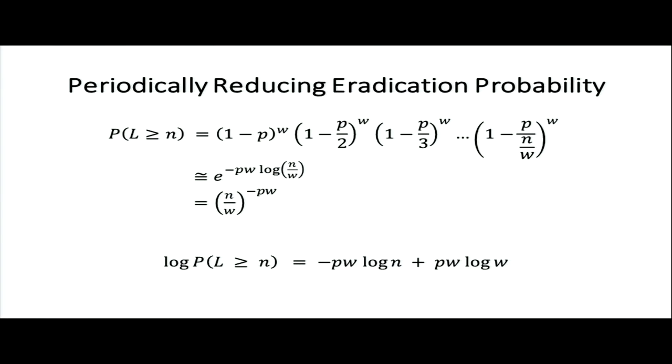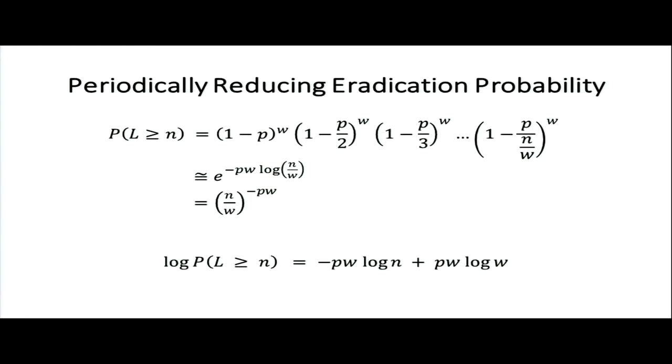The probability that the infection lasts for more than n days: P is the probability of detection. So for the first W days, you don't detect it, 1 minus P times 1 minus P, W times. Then after W days, because you have not been cleaned for W days, the probability of being cleaned over the next W days falls from P to P over 2. So now again you don't get detected, 1 minus P over 2, W times.